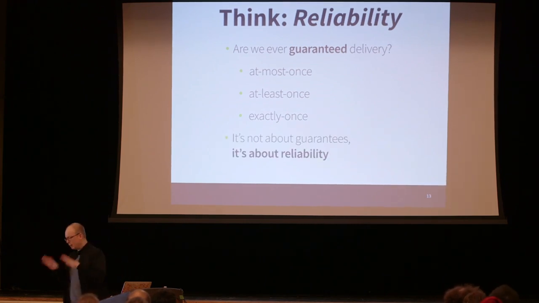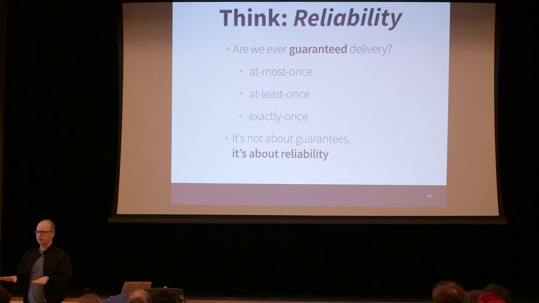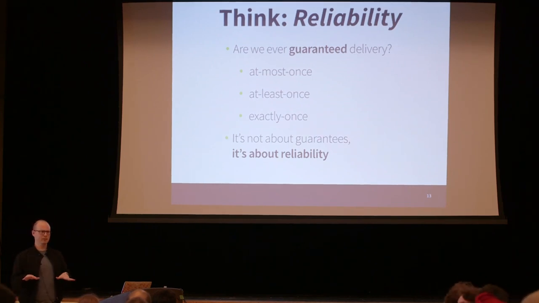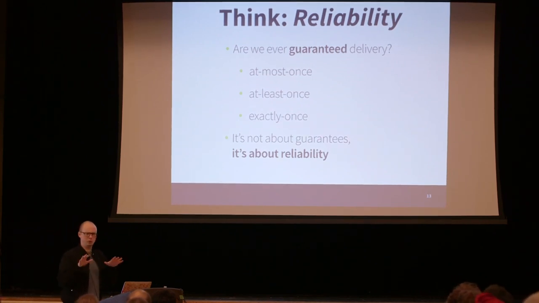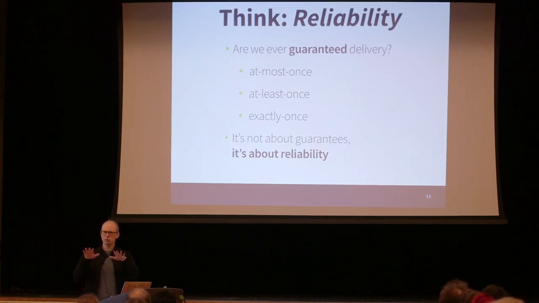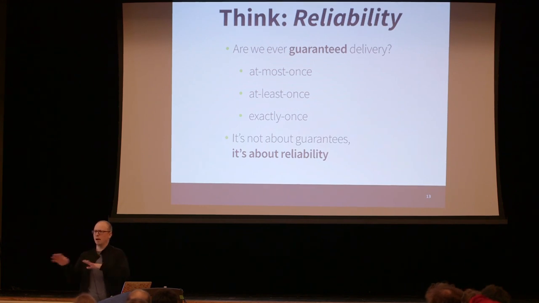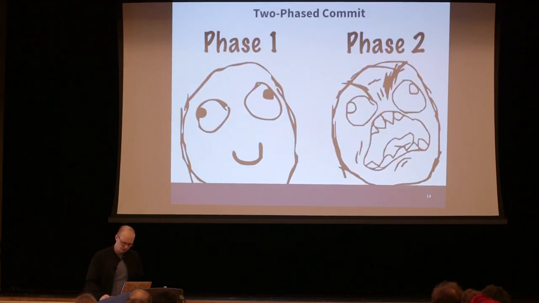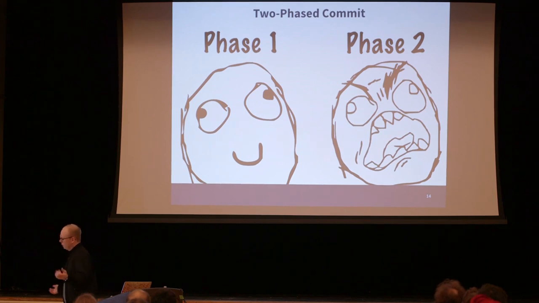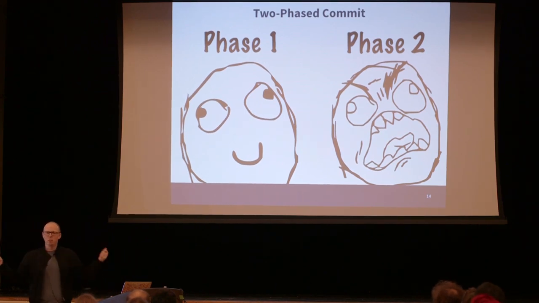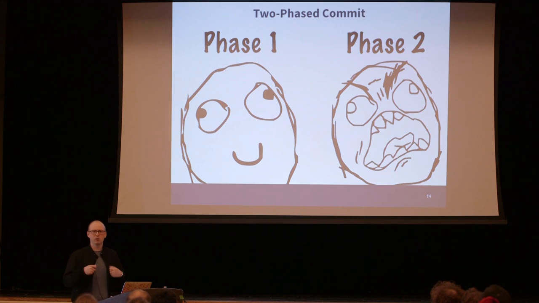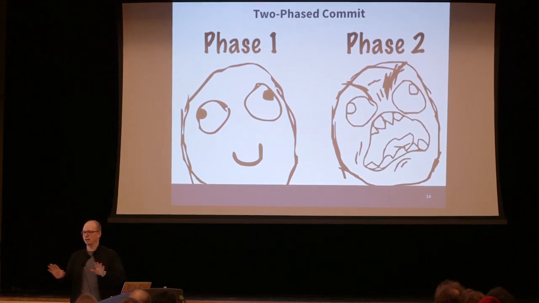So if we think about it, it's not about guarantees, it's about reliability. And reliability is about reasonability, right? If we can reason about the reliability of something, we know that there's a chance that it might not happen, and as such, we need to do something about that. We can't do the happy path thing. So somebody might just say, well, just use two-phase commit, and it will all work out. But as we all know, that doesn't really work in practice, because phase two is not the happy path.